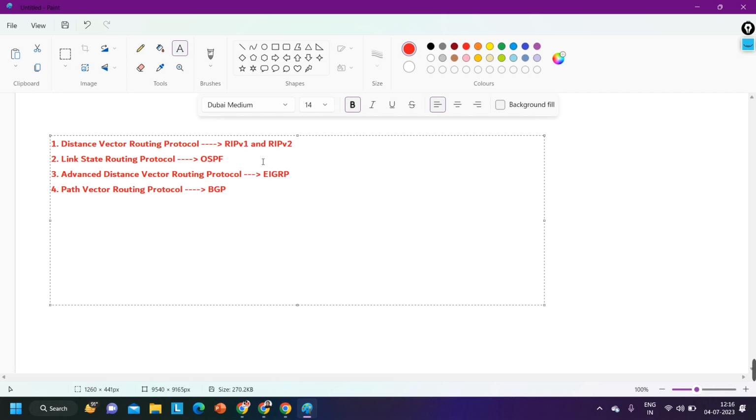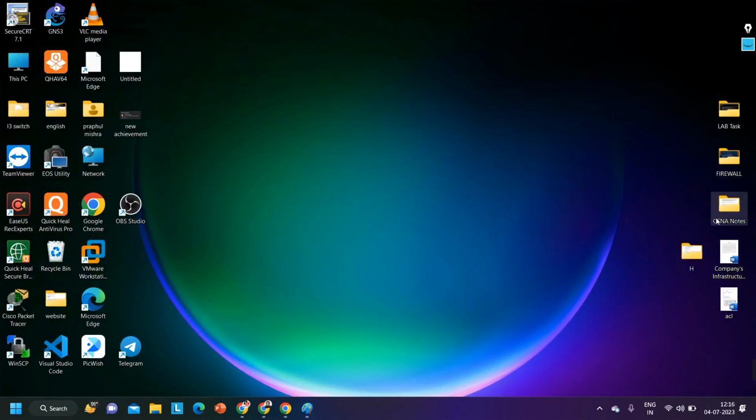So we need to understand these routing protocols one by one, like RIP version 1, RIP version 2, OSPF, EIGRP, and BGP. These are the very important routing protocols in case of dynamic routing. Okay, guys, so till here, everything is okay? Yes. Okay. Now what I am going to do, I am going to introduce you to one new file.